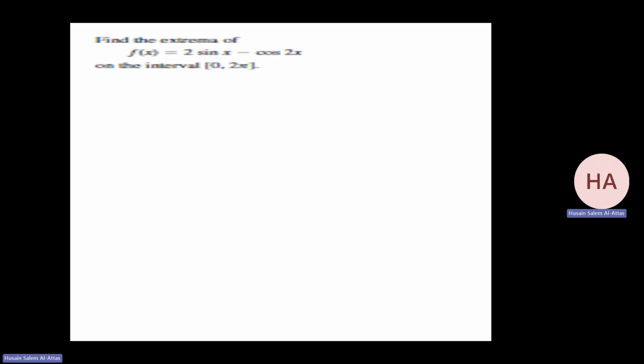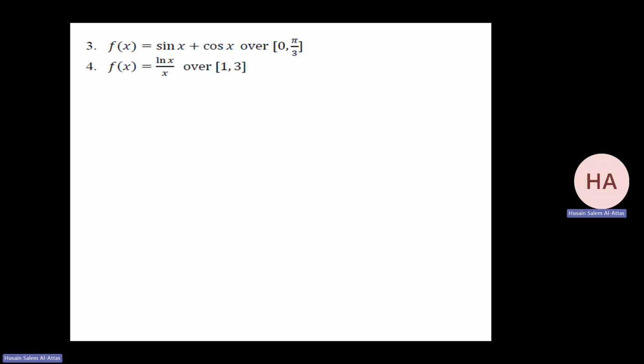Okay, another function. I'm doing different functions, then we'll go to the odd exam. Now I have trig functions. Find the extrema. First we know that this is continuous on a closed interval. So my first step, critical numbers.